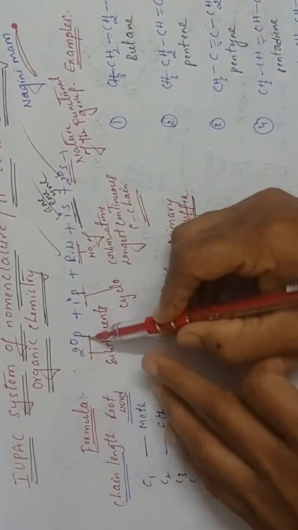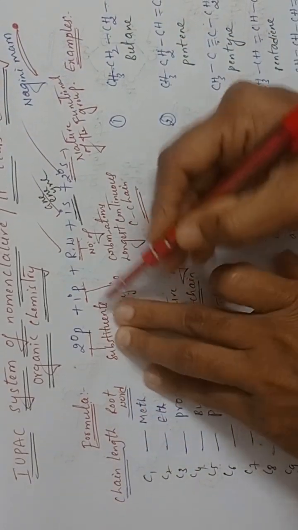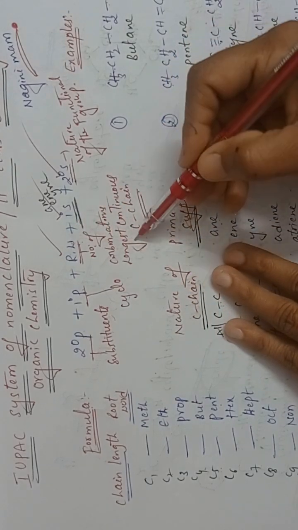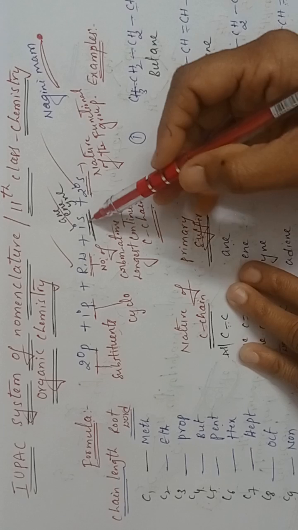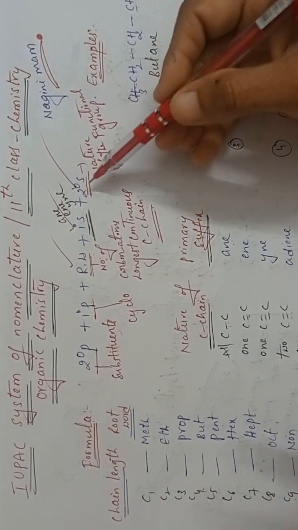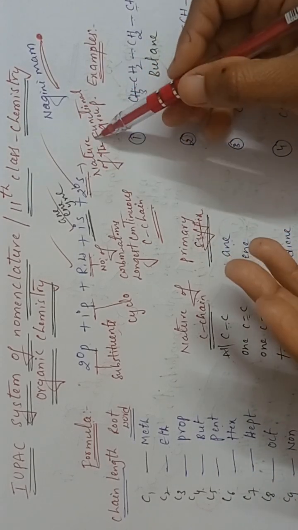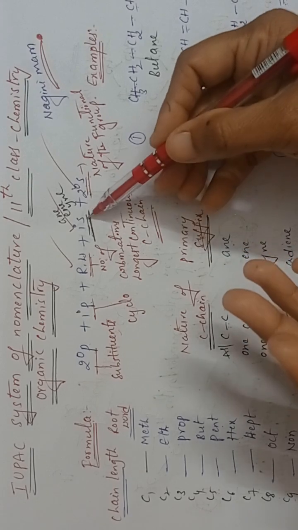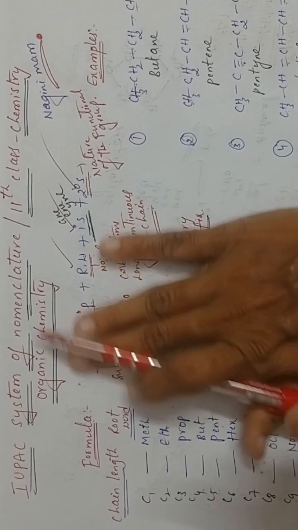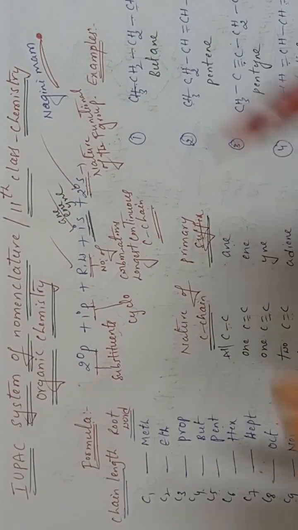This is the formula: secondary prefix, primary prefix, root word, primary suffix, secondary suffix. Secondary prefix indicates substituents. Primary prefix indicates cyclo. Root word means the number of carbon atoms present in the longest continuous carbon chain. Primary suffix indicates ane, ene, yne, diene, triene, diyne, etc. Secondary suffix indicates the nature of the functional groups. When adding the secondary suffix to the primary suffix, the terminal e in the primary suffix is replaced by the secondary suffix. So this is the formula we have to follow to write the IUPAC name of the given organic compound, students.